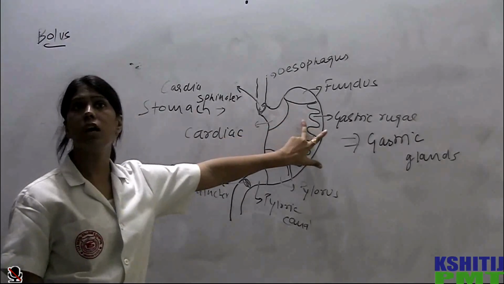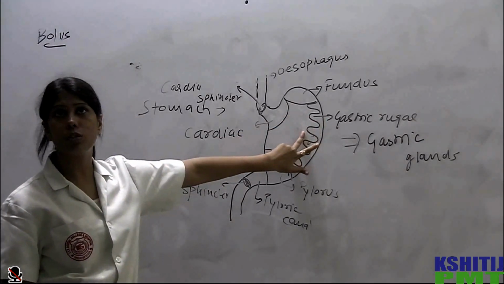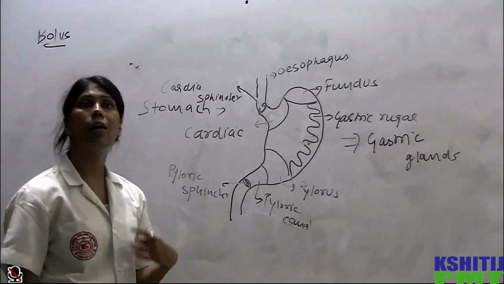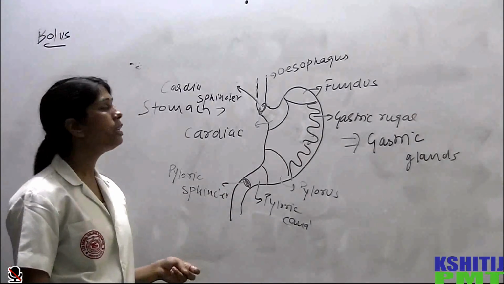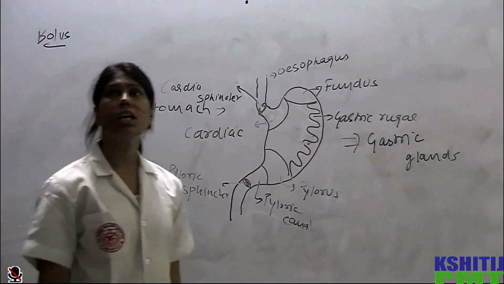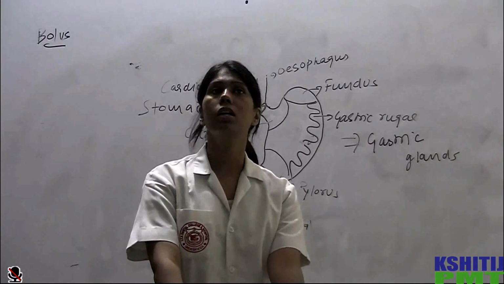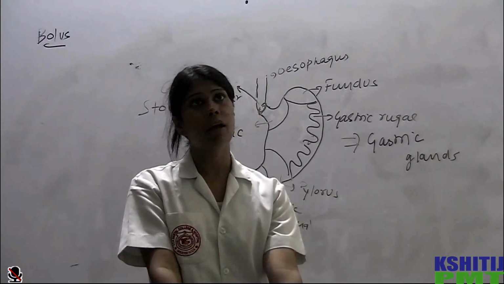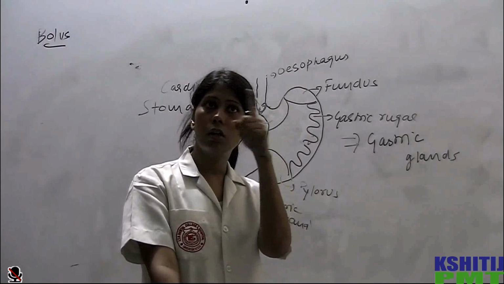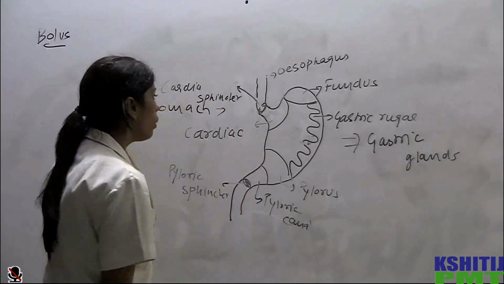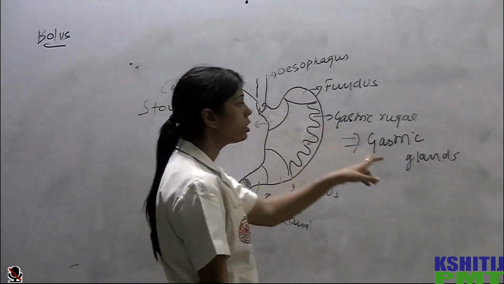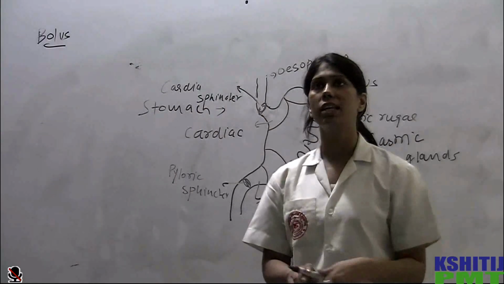The walls of the stomach are thrown in folds. Why are they thrown in folds? To increase the surface area. To increase the surface area of the stomach, the walls are thrown in folds. Now, after that, we have these gastric glands, and we'll come to the gastric glands.